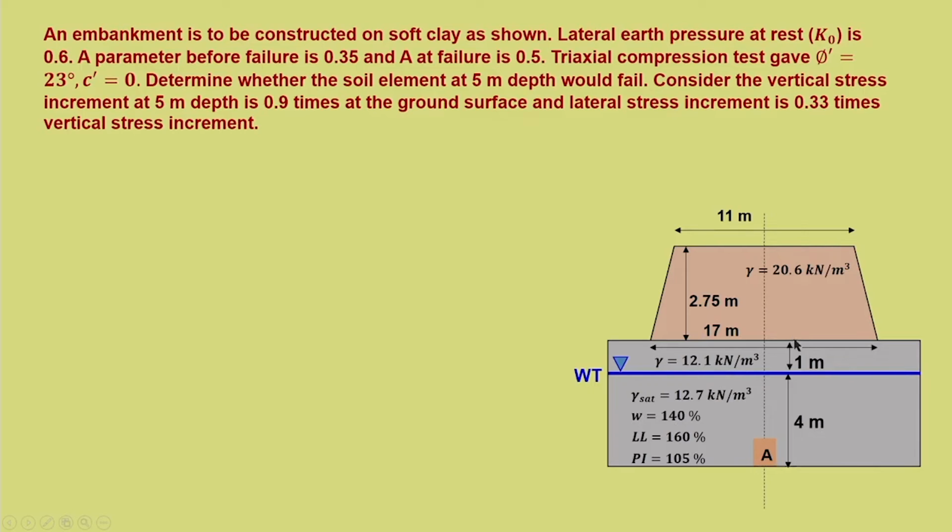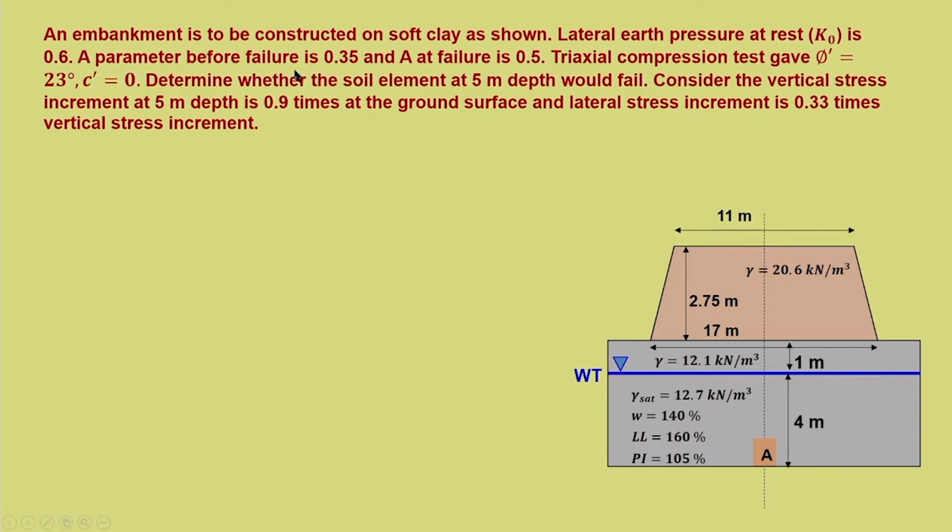There is a water table at 1 meter depth. Above the water table, the bulk unit weight is 12.1 kilonewton per meter cube. Below the water table, the saturated unit weight is 12.7 kilonewton per meter cube. Initial water content is 140%, liquid limit is 160 and plasticity index is 105%. And the lateral earth pressure at rest K naught is 0.6, that is given.